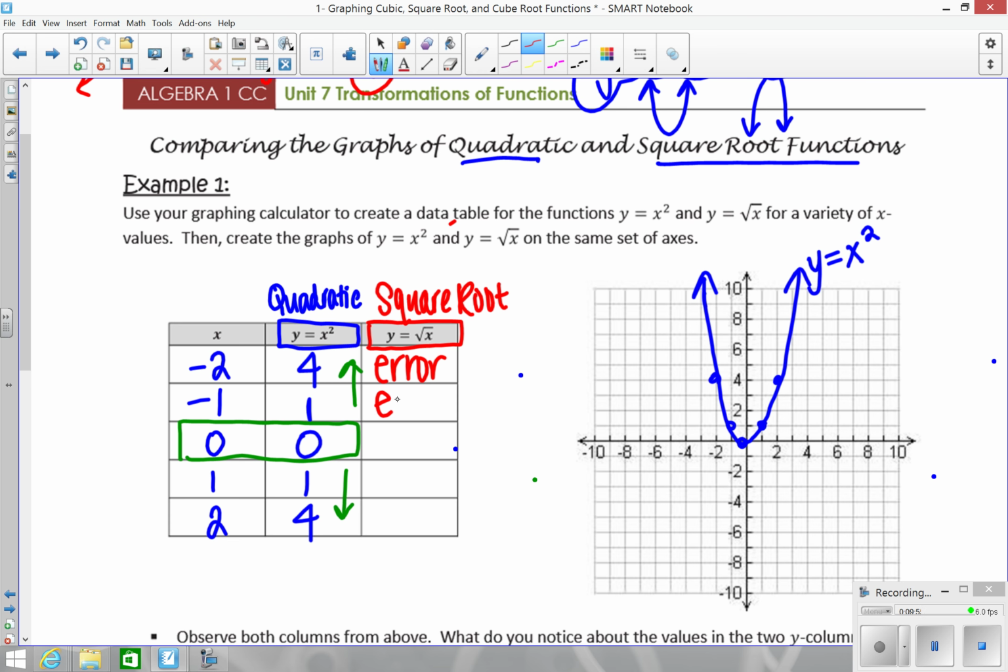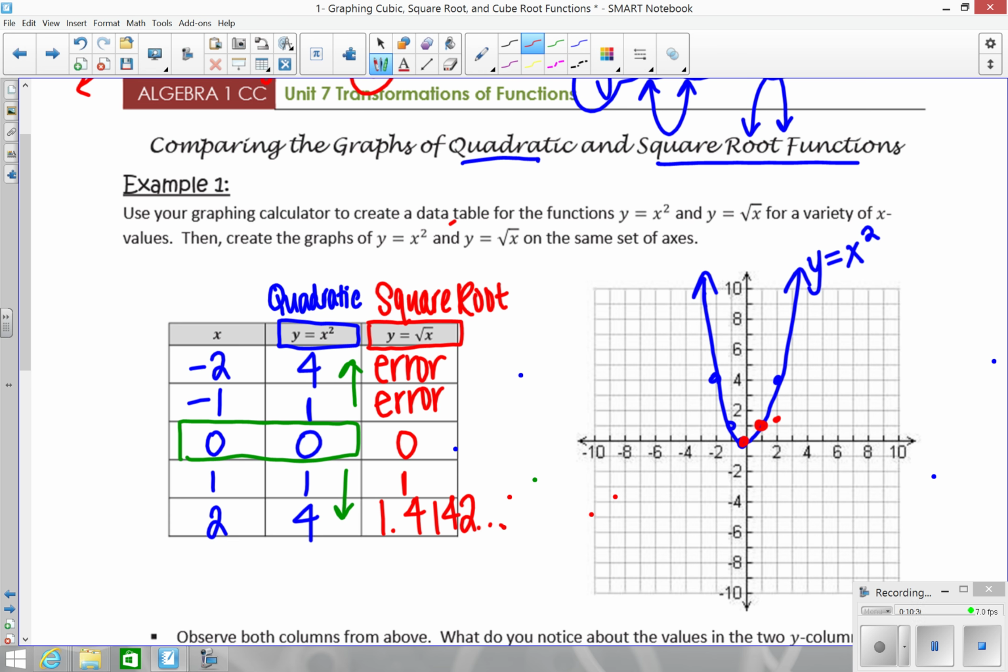So same thing, when I take the square root of negative 1, you're going to result in an error, meaning you can't plot those points. Then if I plug in 0, the square root of 0 is just 0. Square root of 1 will be 1. Square root of 2 is going to be irrational, so it's a messy decimal, 1.4142 something. Right now I don't have many points to plot. If I plot those points, I have 0, 0, I have 1, 1, and I have 2, 1.4 something.